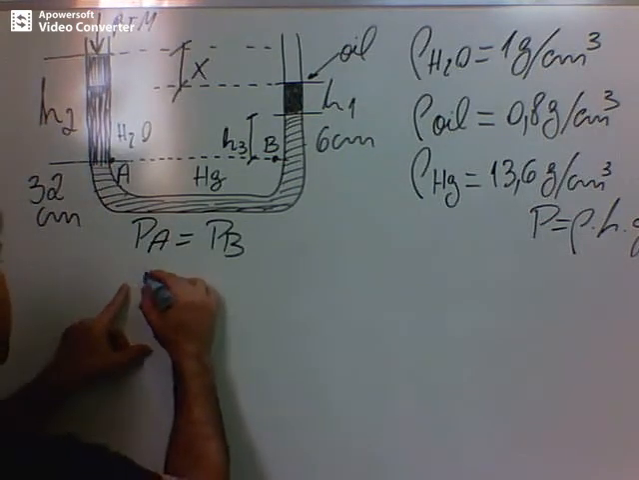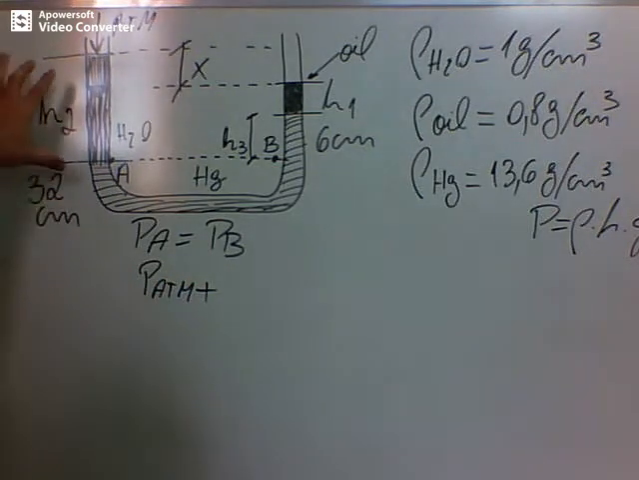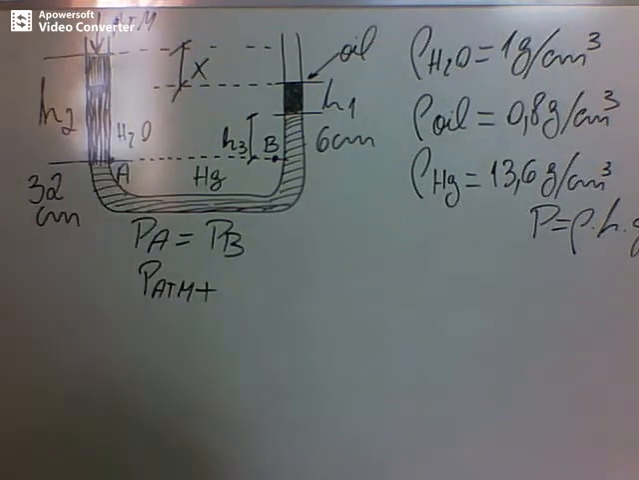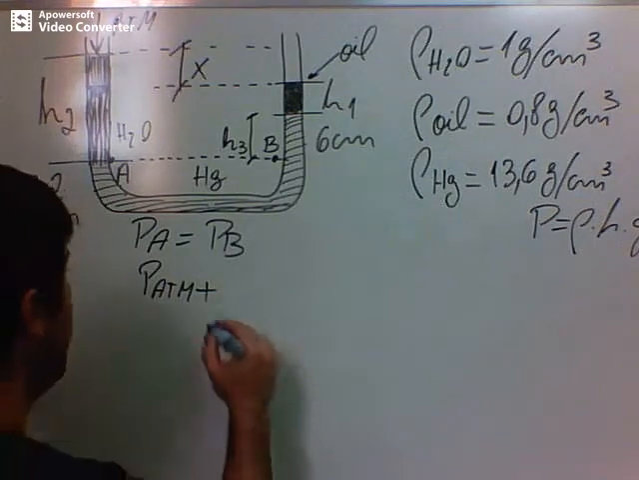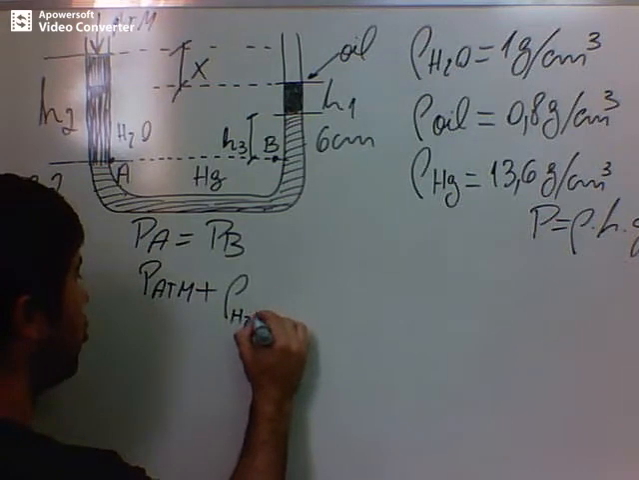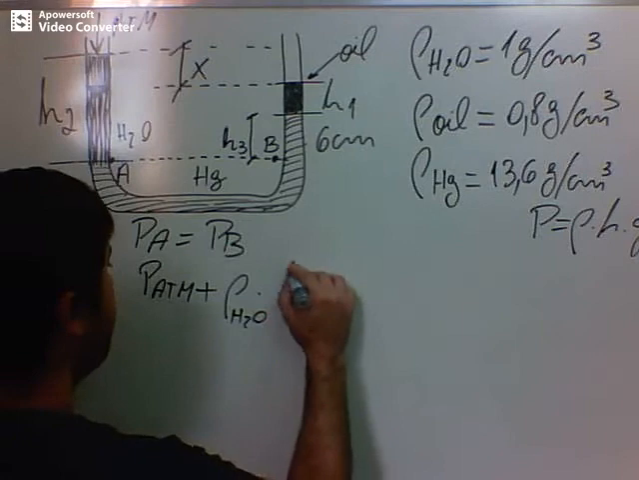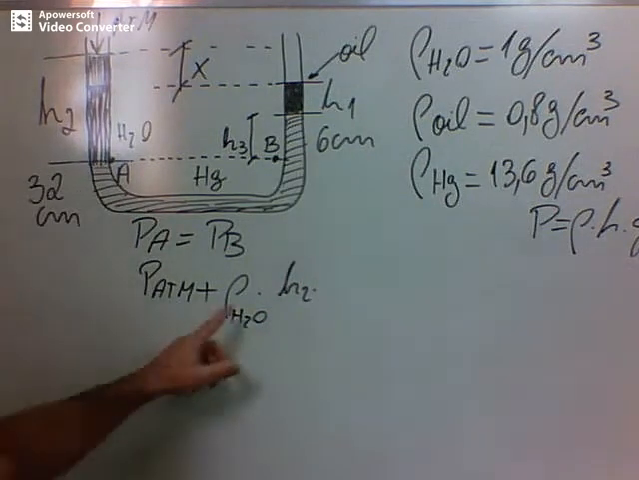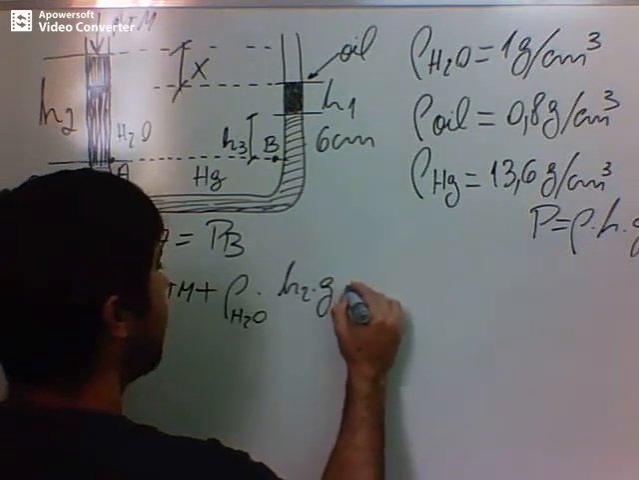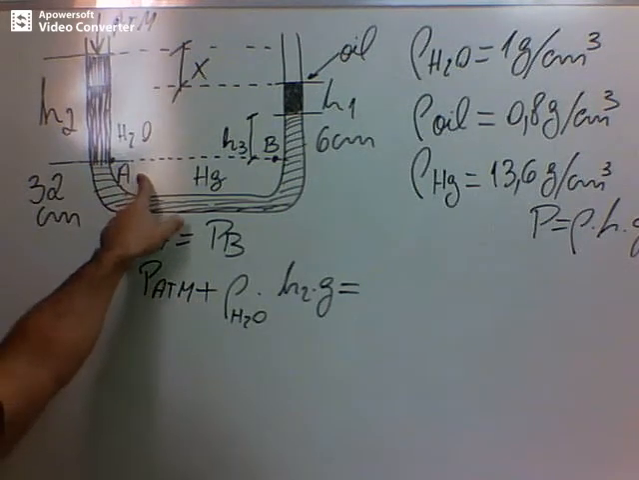So the pressure in A is equal to the atmospheric pressure plus the pressure caused by the weight of this column of fluid here, which is going to be the density of water, H2O, times this height here, H2, times the constant of gravity, the acceleration of Earth's gravity. Okay, this is the pressure at point A.